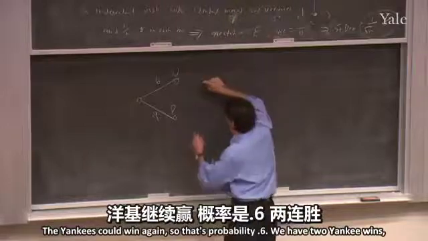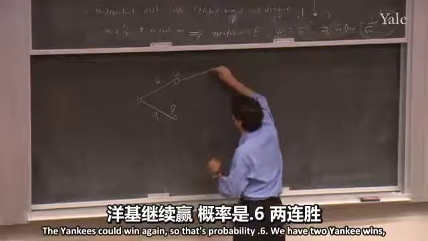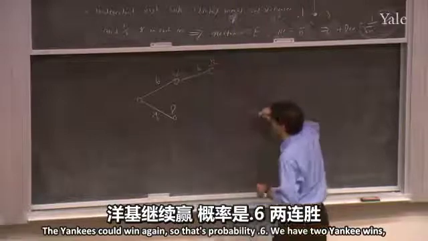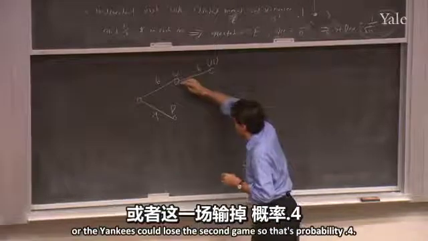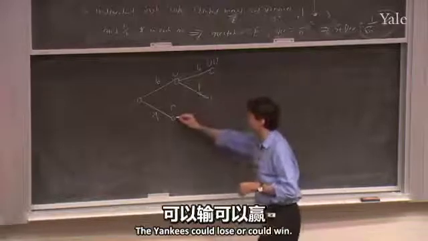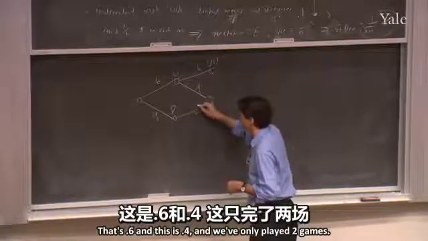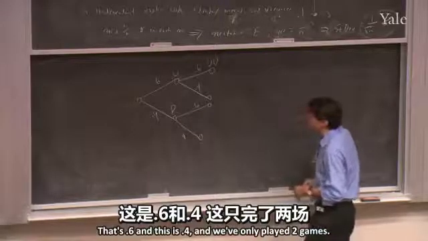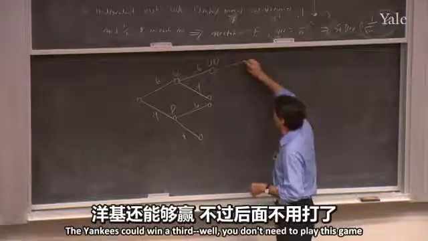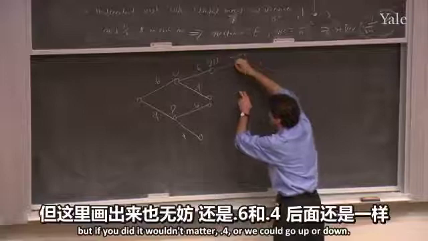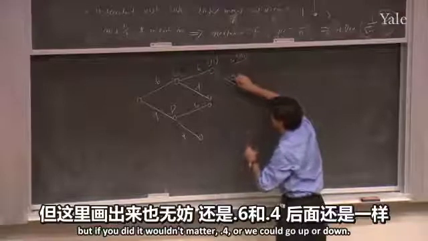The Yankees could win again. That's probability 0.6. We have 2 Yankee wins. Or the Yankees could lose the second game, so that's probability 0.4. The Yankees could lose or could win. That's 0.6, and this is 0.4. And we've only played 2 games. The Yankees could win a third. Well, you don't need to play this game because they've already won a 3-game series, but if you did, it wouldn't matter. 0.4.